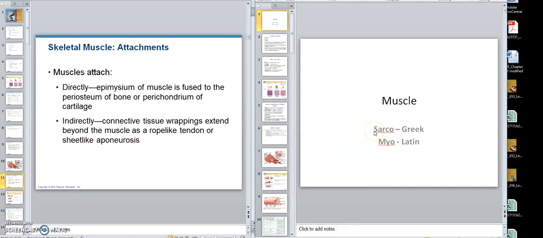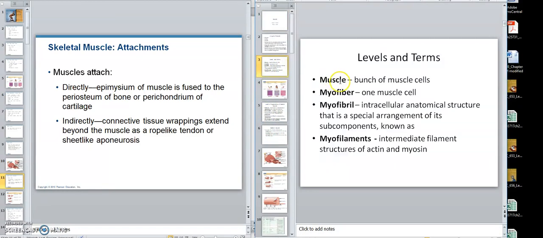Anytime on a standardized test, even if you don't know what is going on, if you see sarco or myo, that means muscle. Sarco is a Greek term, so if I say sarcoplasm, that's a muscle thing. Myo is Latin. So when we say a muscle fiber, that's a muscle, a bunch of muscle cells. If we say a myofiber, that's one muscle cell.